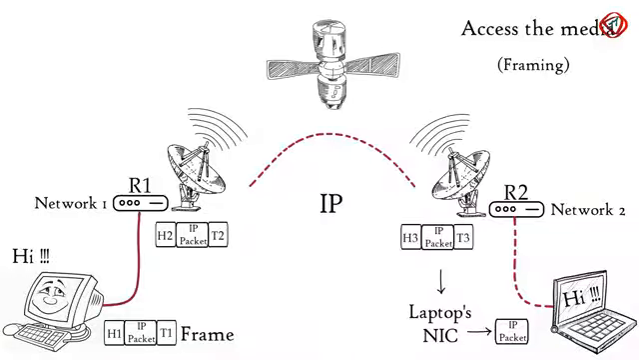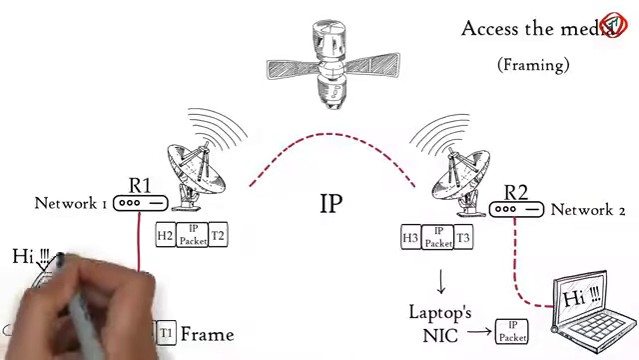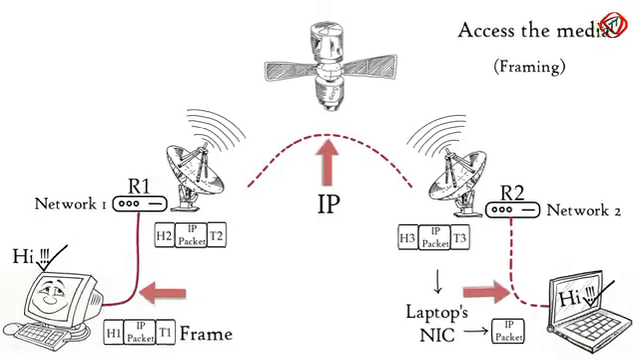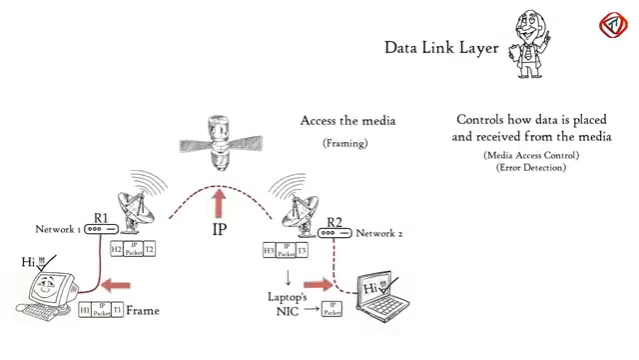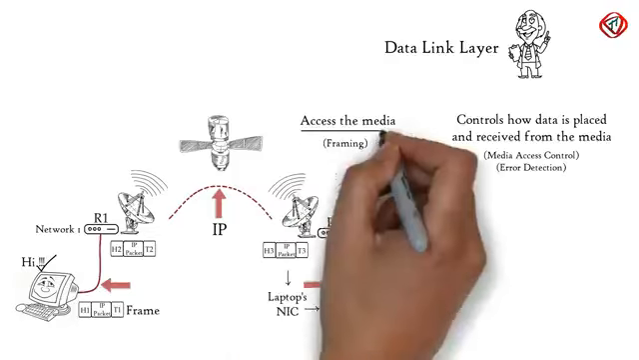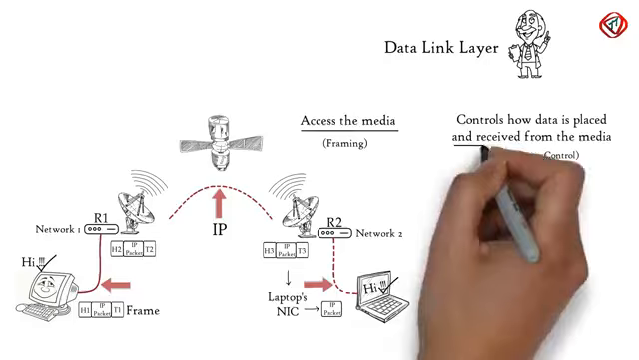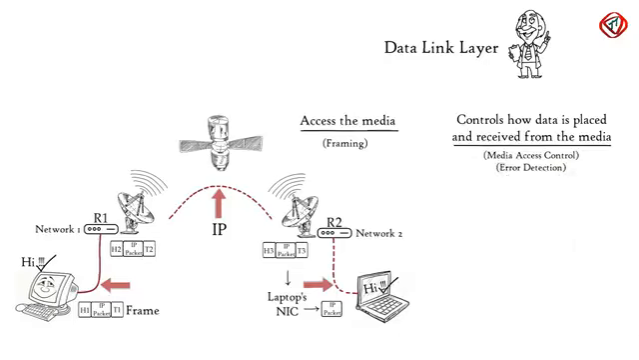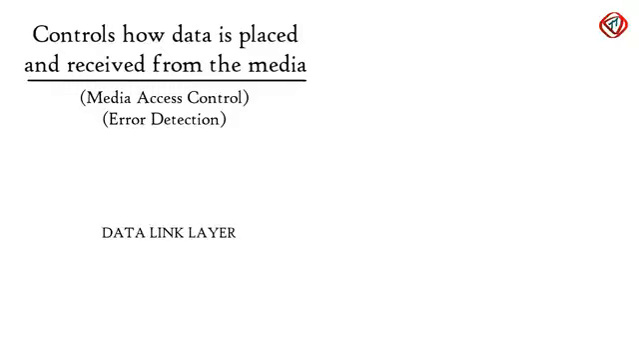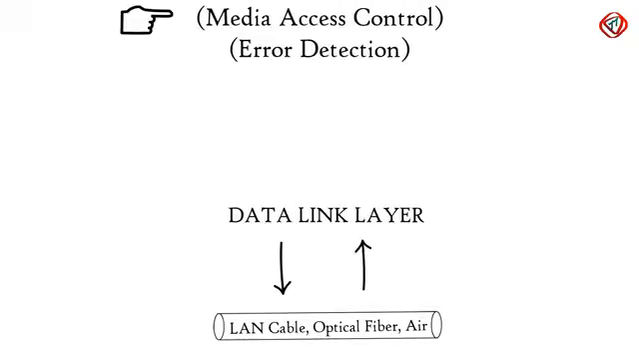So, network layer or higher level layers are able to transfer data over media with the help of data link layer. That is, data link layer provides access to media for higher layers of OSI model. Data link layer also controls how data is placed and received from the media. The technique used to get the frame on and off the media is called media access control.